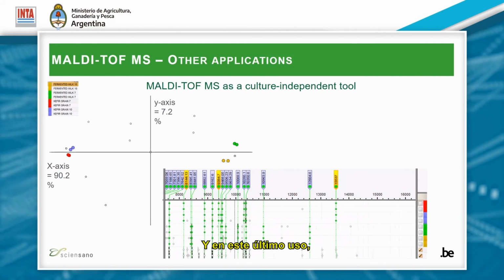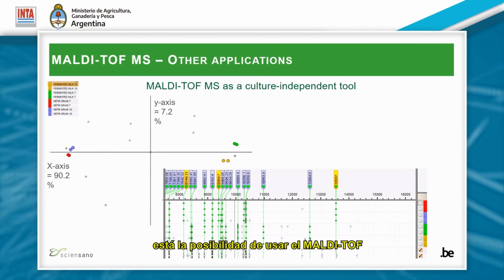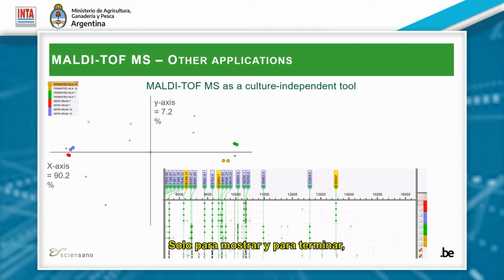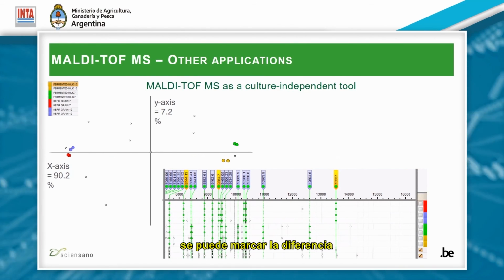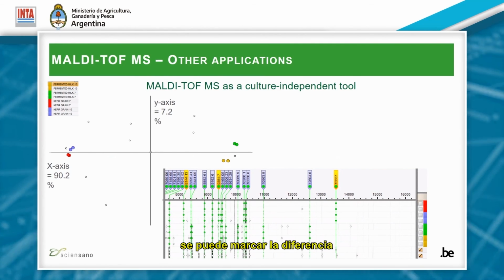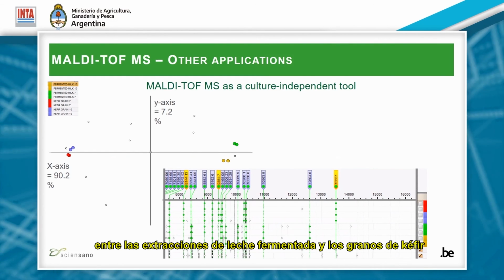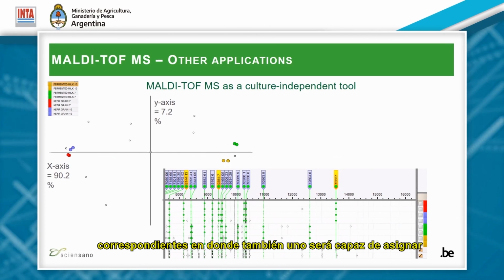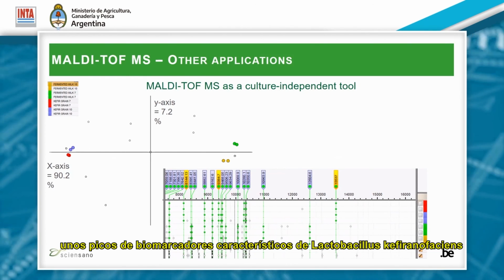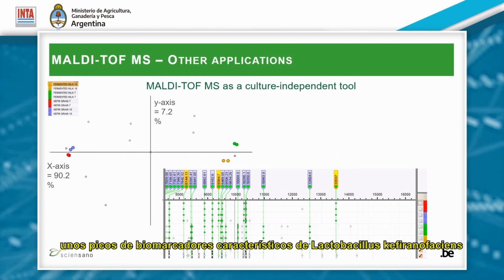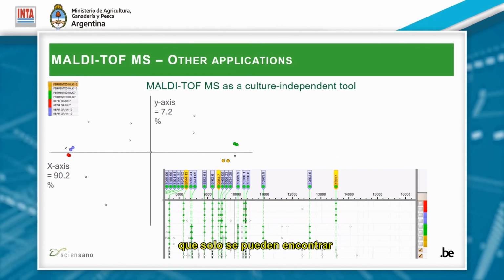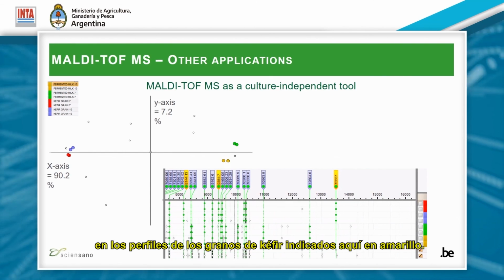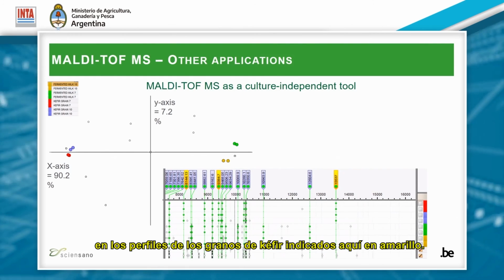And then the last application: there are possibilities to use MALDI-TOF as a culture-independent tool. Just to show and to end, we were able to make a difference between extractions from fermented milk and the corresponding kefir grains. We were also able to assign some biomarker peaks that are characteristic for Lactobacillus kefiranofaciens, which we could only find in the profiles from the kefir grains, indicated here in yellow.